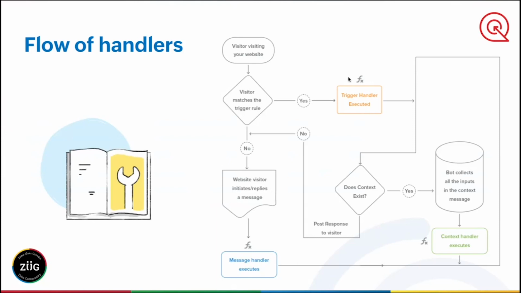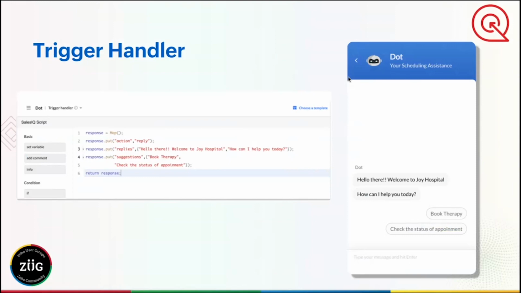So I'll give you an even more detailed explanation. The trigger handler is kind of like sending out a personalized proactive chat invite to the visitor. The trigger handler works like a helper, just like a salesperson in a store. Once you enter a store, a salesperson would walk up to you, greet you, and offer you help. That's how the trigger handler works. In this case, when a visitor matches the trigger rule, the bot will start a proactive conversation and provide the visitor with two suggestions: either book therapy or check the status of the appointment.